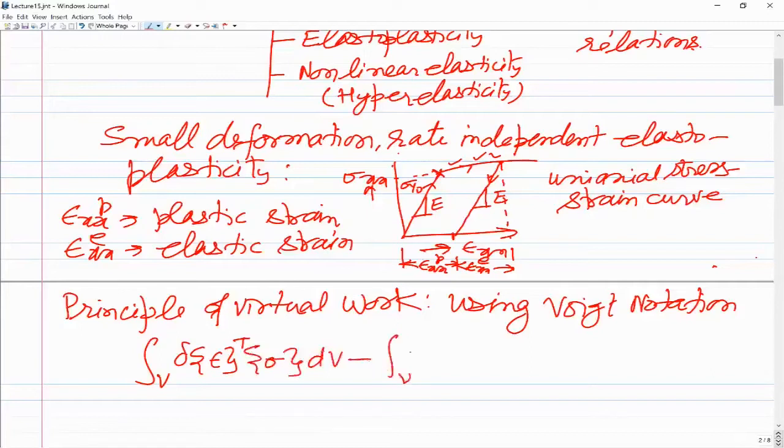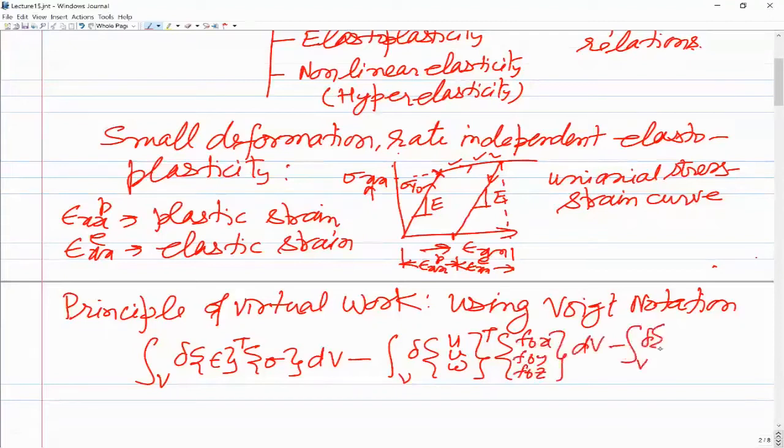The virtual work of body forces would be delta of UVW transpose into the body force per unit volume in the x direction, in the y direction, and in the z direction. So FBX is the body force along x direction, FBY along y, and FBZ along z. This is dV, and then minus the virtual work of surface forces: delta of UVW transpose into the surface traction, denoted by T, with components Tx, Ty, and Tz, times dS, and this is equal to 0.